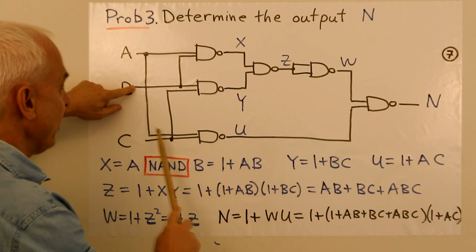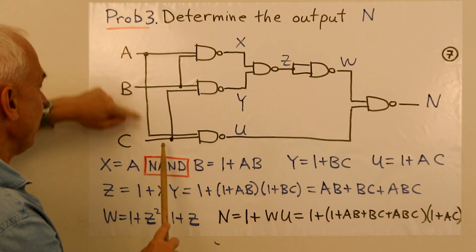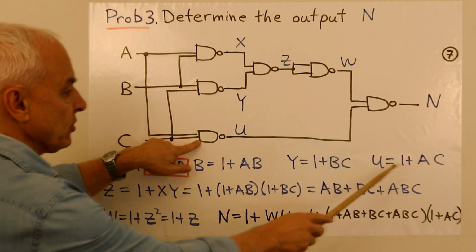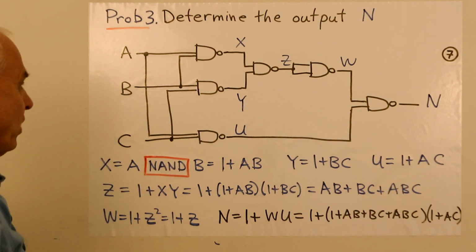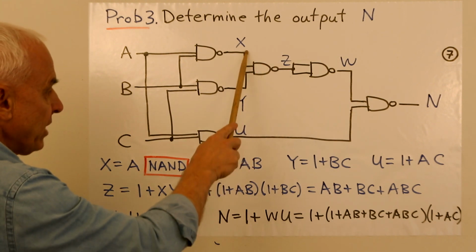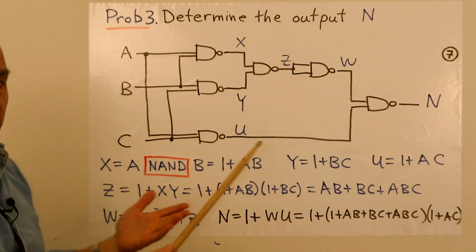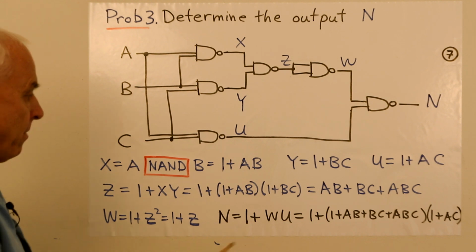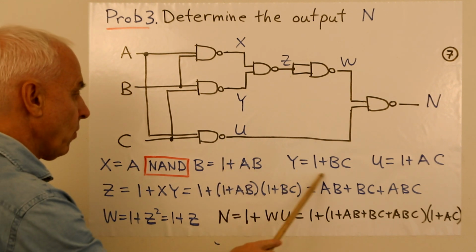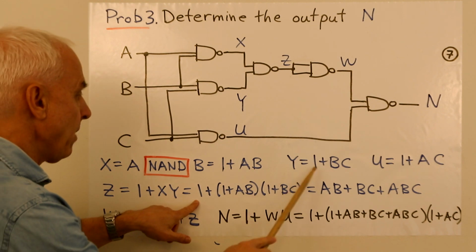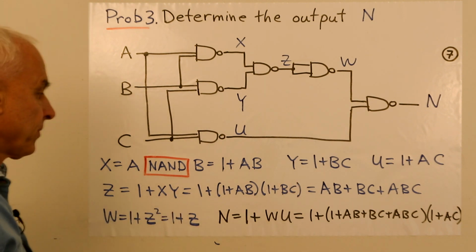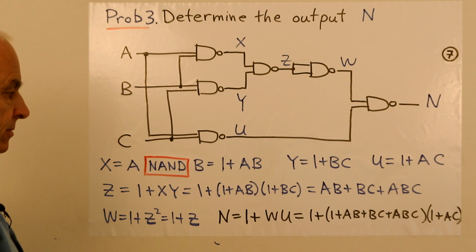The U here is a NAND between an A coming in and a C coming in, so it's 1 plus AC. Okay, the next one, Z. That's a NAND between X and Y, so it's 1 plus XY. But we know what X is, and we know what Y is, so this is 1 plus AB times 1 plus BC. So we want to expand that out.